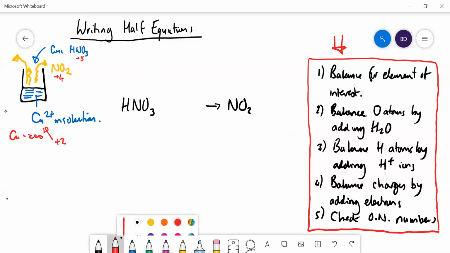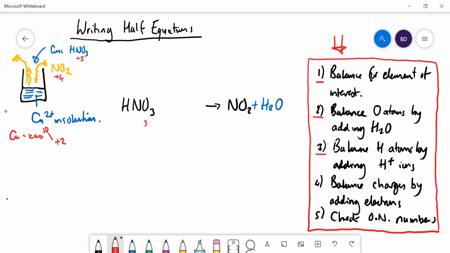So first of all, we've got to balance for the element of interest, and the element is nitrogen. We've got one nitrogen there and one there, so we don't need to do anything. That's fine, that's easy. Number two, we've got to balance the oxygen atoms by adding H2Os. Well, I've got 3 oxygen atoms there and I've only got 2 there, so that means I need to put an H2O there. The next thing I need to do is balance the hydrogen atoms by adding H+ ions.